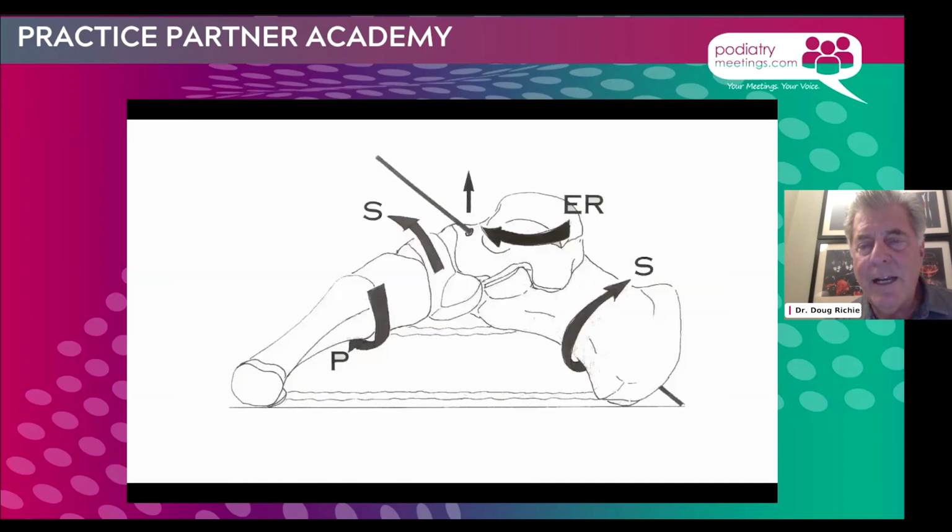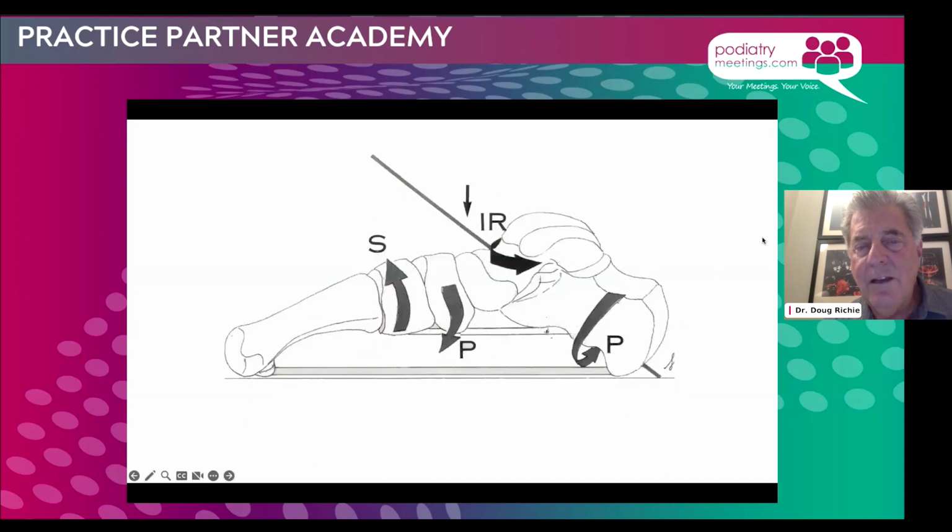He drew a diagrammatic representation of how pronation of the forefoot is coupled with supination of the rear foot and external rotation of the talus and presumably the tibia above. He then showed how supination of the forefoot is coupled with pronation of the rear foot, and in this drawing, increases strain in the plantar fascia.